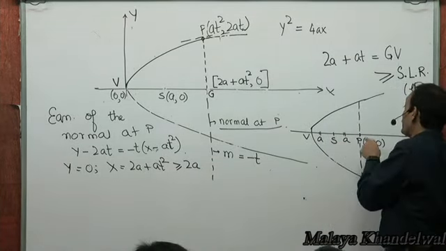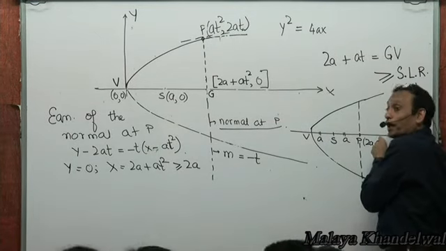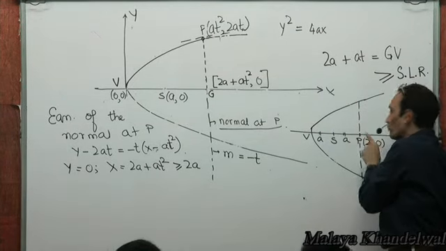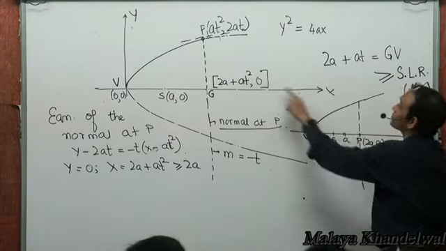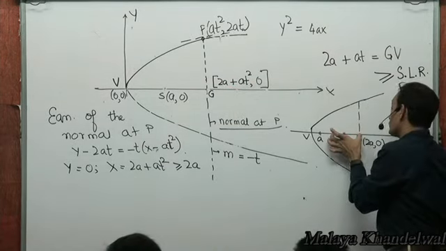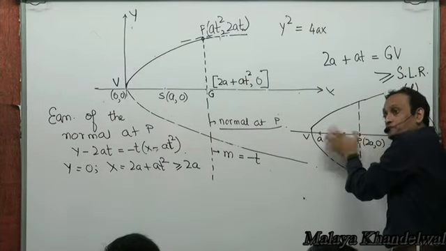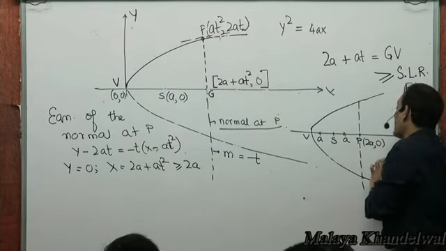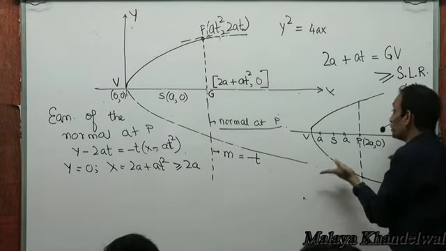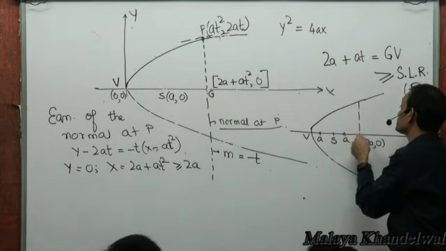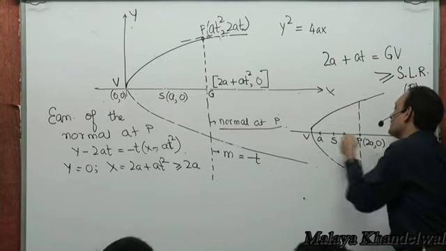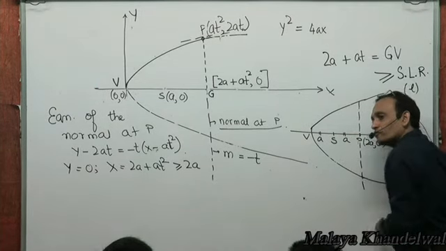Any real normal would intersect the axis to the right of P. Any real normal drawn to the parabola anywhere would intersect the axis to the right of P, because 2a plus 8a squared, so to the right of P. That means more than a units from the focus along the axis, which means there would be no real normal that would intersect the axis to the left of P, right? There would be no real normal that would intersect the axis to the left of P.